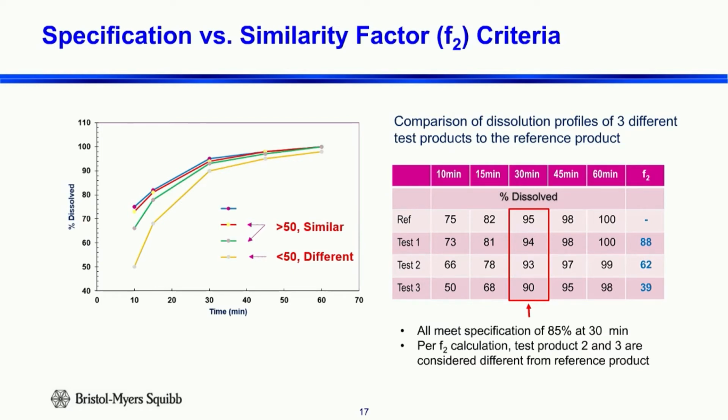So if you were making a post-approval change and you have the reference product as the profile on row 1, and then test number 3 test product, then you will not be able to get this change approved.